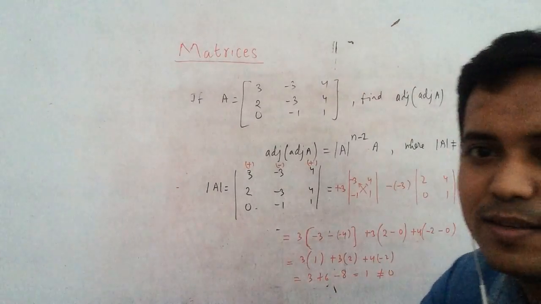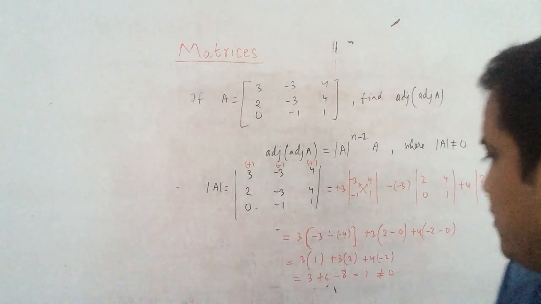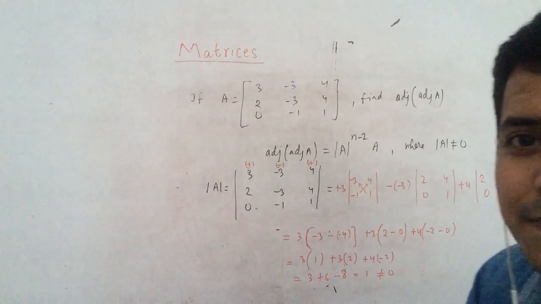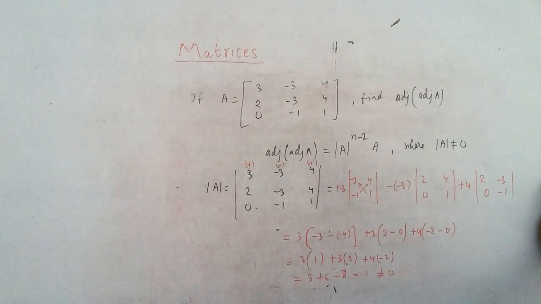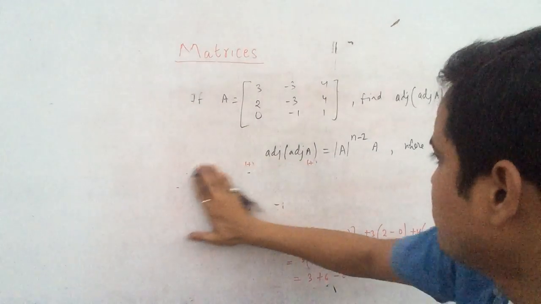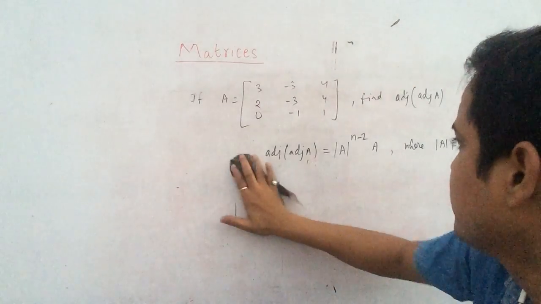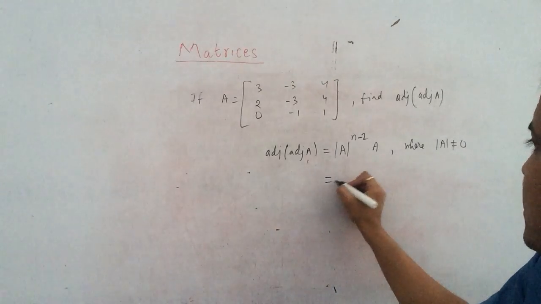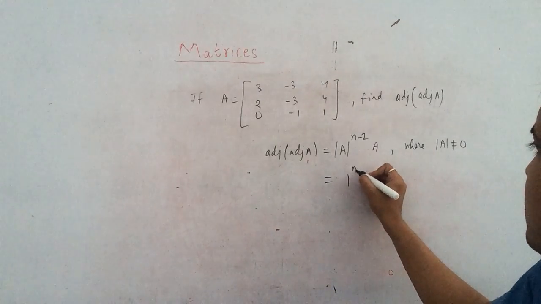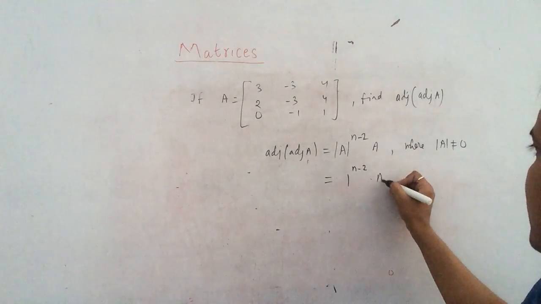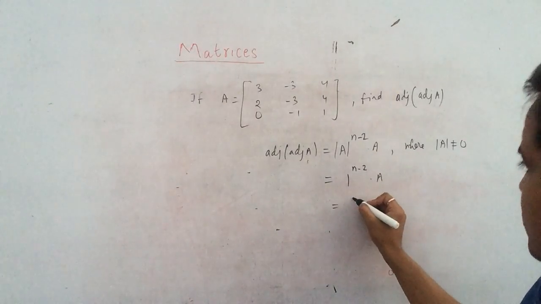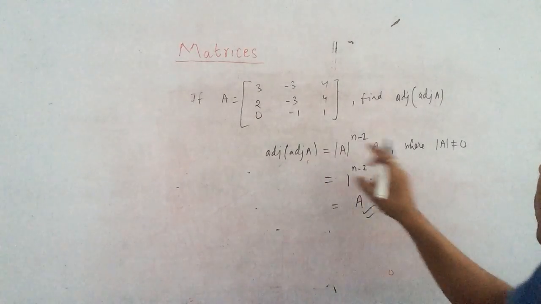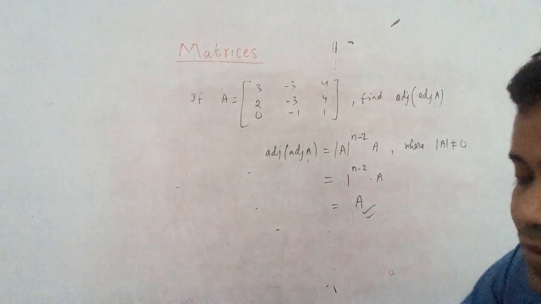And the determinant here you get is not equal to 0. All right. So now you can use the property here. Note it down, determinant equal to 1. So use the value here. You need to find the adjoint of A. Then it would be the determinant, whose value is 1, to the power n minus 2, into A. So it would be 1, so don't write 1. The answer would be A. So the adjoint of A is equal to, in this case, A, the matrix itself.